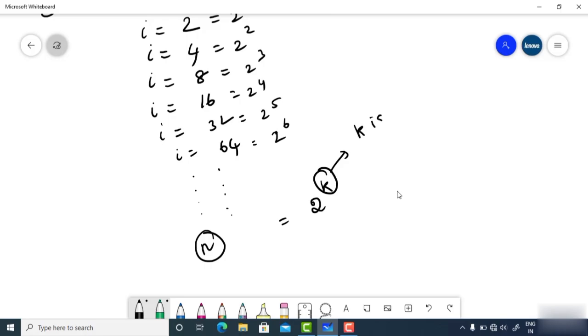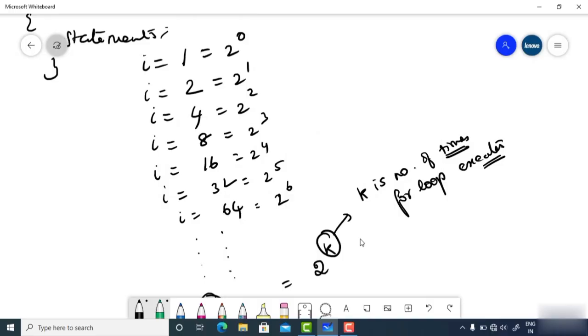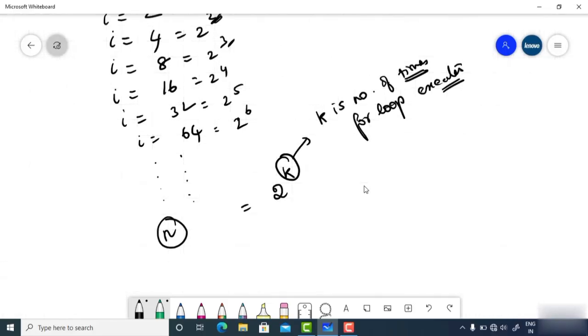I don't know what k is. k is the number of times that the for loop executes. Okay, so that is k. So how is it the number of times? Because you can see the 0th time i is 1, the first time i becomes 2, the second iteration i becomes 4, the third iteration i becomes 8, right? So k is nothing but the number of iterations, or number of times, both are correct.